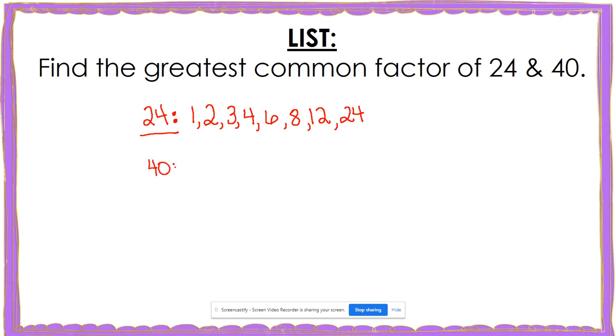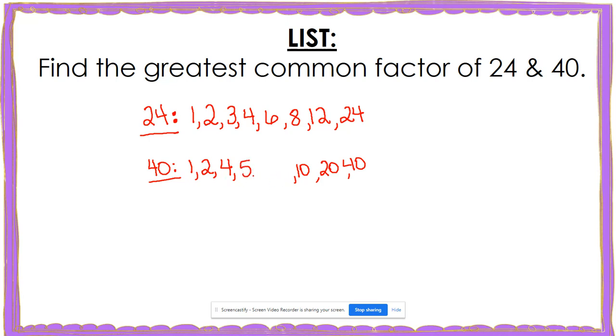Now let's do the same thing with 40. Just like 24, every number has a factor of 1, and 1 times 40 is going to give me 40. Now let's move on and look at 2. 40 is an even number, so it's divisible by 2, and 2 times 20 gives me 40, so 20 is also a factor. 3 would be my next number, but 40 cannot be divided by 3, so it's not a factor of 40. 4 is my next number, and 40 can be divided by 4. If I do 4 times 10, I will get 40, so 4 and 10 are factors of 40.